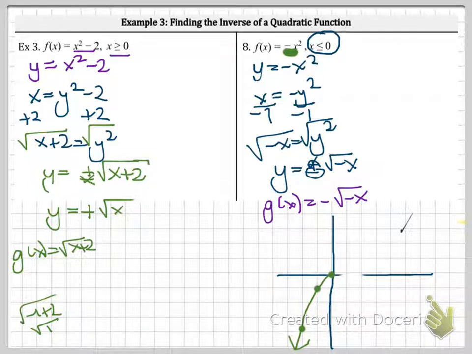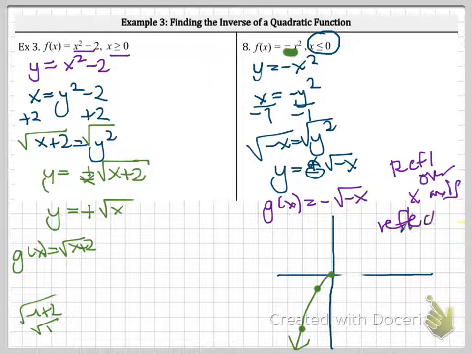So there's a couple of transformations. Number one, it's reflected over the x-axis, and then also reflected over the y-axis. So thinking about how that's graphed. Number one, a general square root looks like this. Okay, so when we reflect it over the x-axis, let's do reflecting over the x-axis.